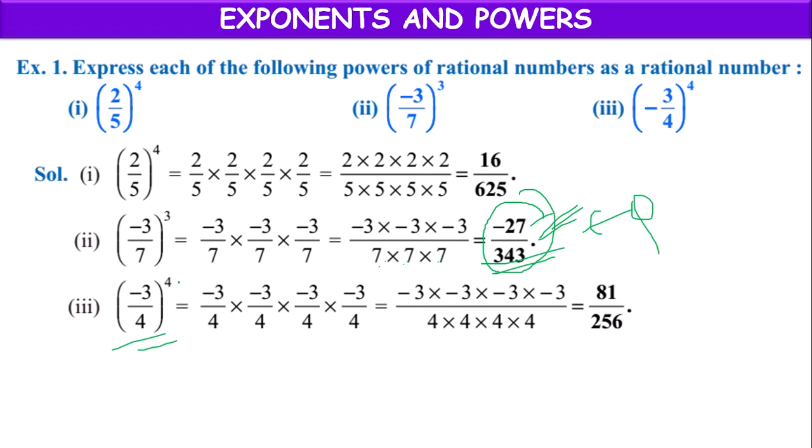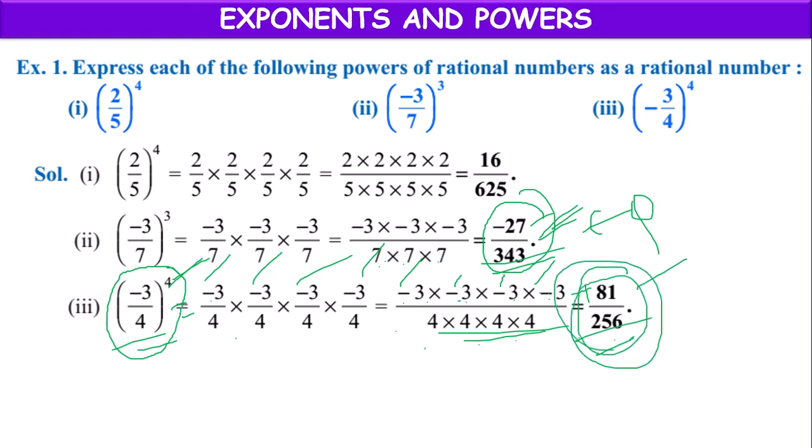Next one, minus 3 by 4 whole power 4. What does it mean? Minus 3 by 4 is to be multiplied with itself 4 times. The exponent is 4, that's why 4 times. So the numerator minus 3 we can multiply 4 times, and the denominator 4 we can multiply 4 times. In the numerator, minus is multiplied 4 times, which is an even number of times, so we can keep plus directly. So 3 into 3 into 3 into 3, 81. 4 into 4 into 4 into 4, 256. So the answer is 81 by 256.